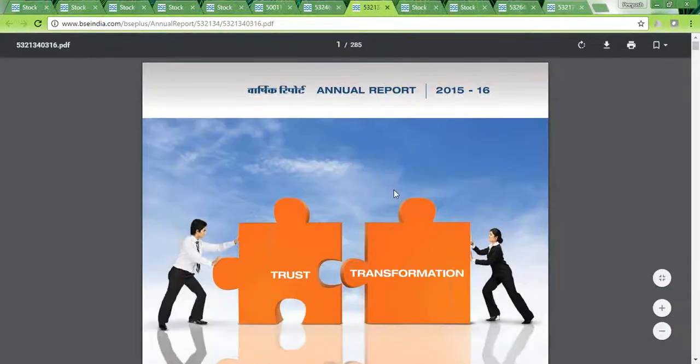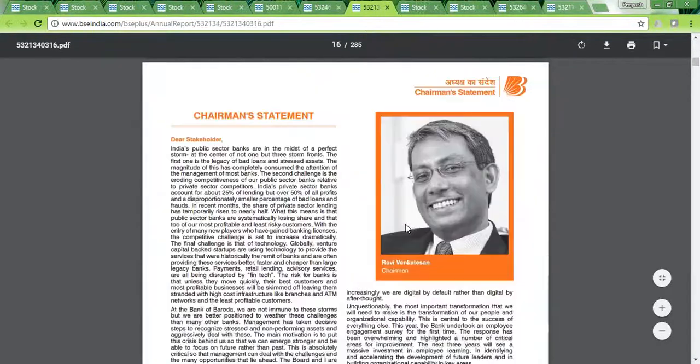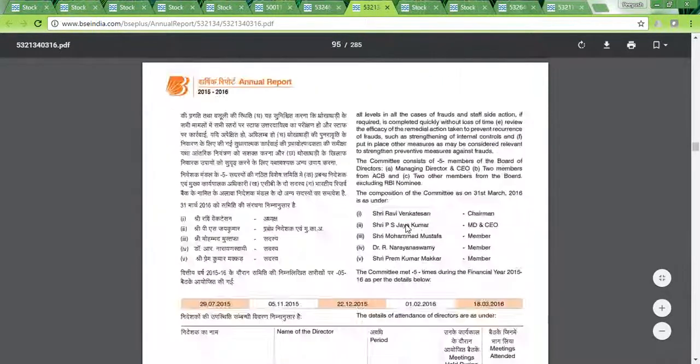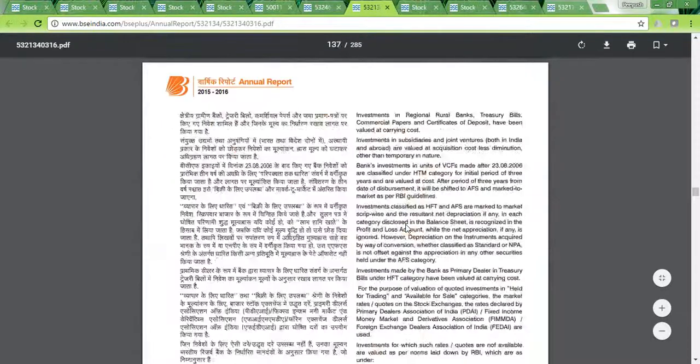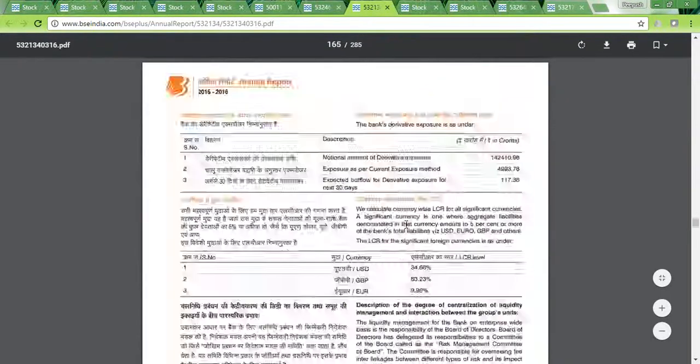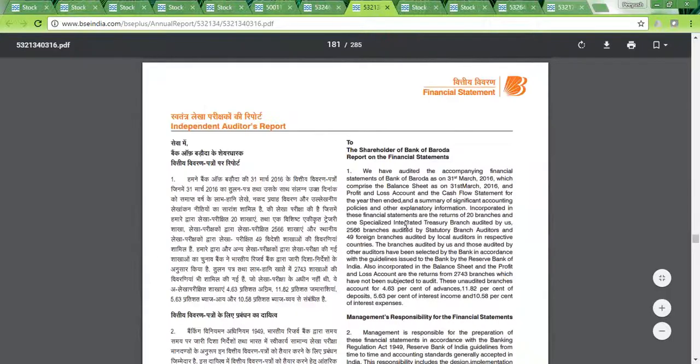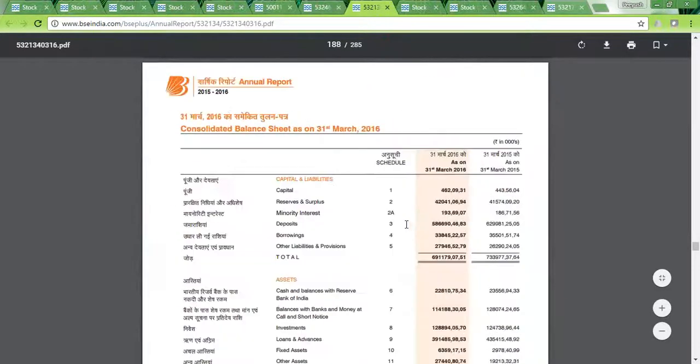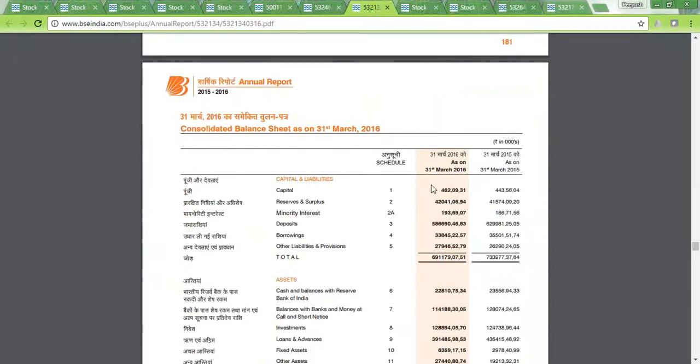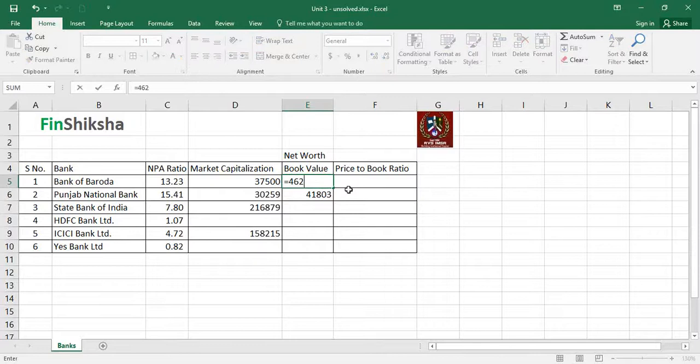For Bank of Baroda, which is this one, let's try and find out where can we find the consolidated statements for Bank of Baroda. So that should come somewhere around page number, let's see, yeah, page number 188. This is in rupees thousands. So you have to convert this. So that's 462 crore and 42,041 crore. So that's 462 plus 42041. That's the value for Bank of Baroda.